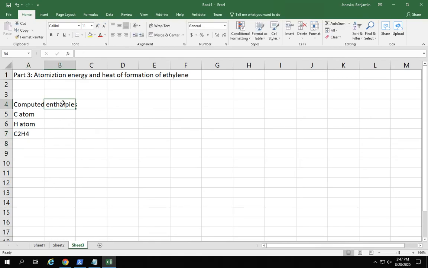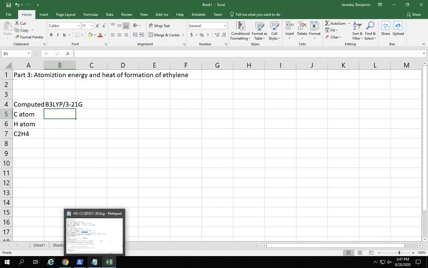I'm going to illustrate this for just one method. I'm going to do the B3LYP DFT using the 3-21G basis set. You'll need a larger basis set to get a reasonable result, but this is the basis set we'll use for illustration. So our first step is going to be the carbon atom.